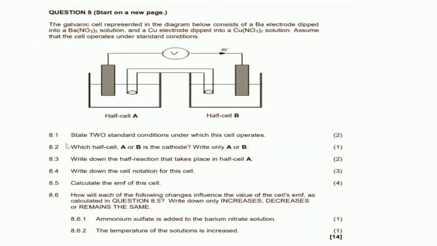Then 8.3 says write down the half reaction that takes place in half cell A. We have already identified that B is the cathode, therefore A is the anode. Now, how would we write the half cell reaction in here? Let's check our table. We want to check between barium and copper, which one is the anode. We have barium here, and above it there is no copper, so that means this is the anode.